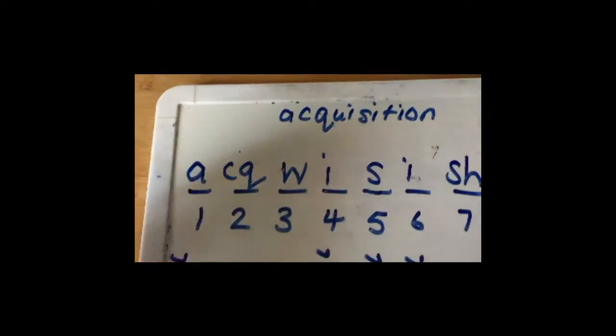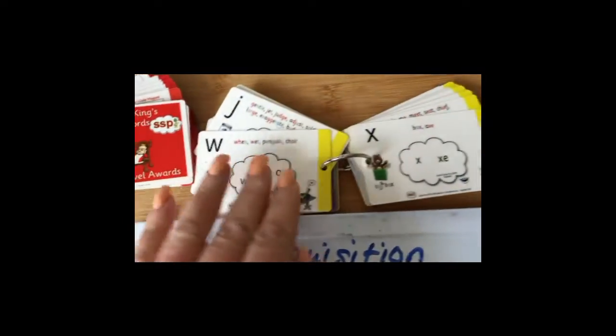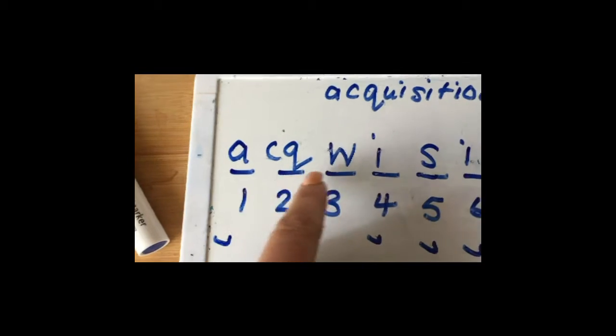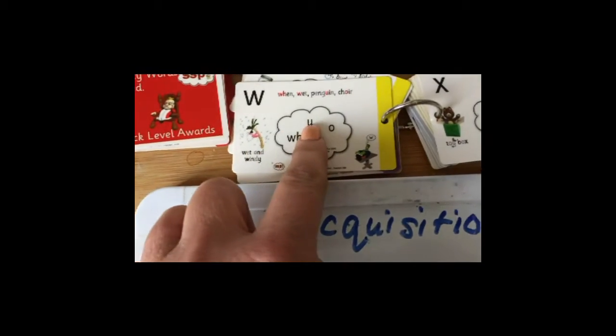Then they might go to the W. Okay, where's W? Let's have a look. W is in yellow. W, it's one of these. So they might try them, or again, I might say it's that one or that one. They might have a go and see which looks right. I'm going to tell them it's this one.